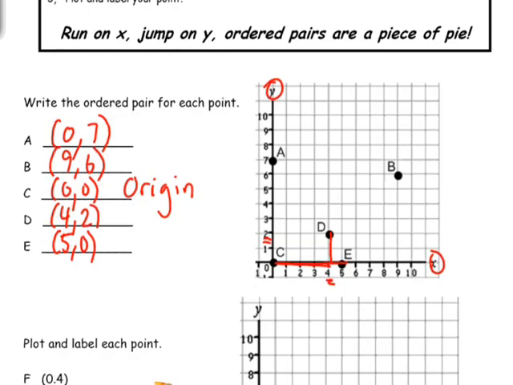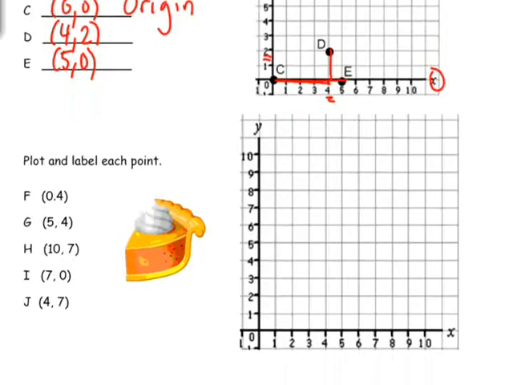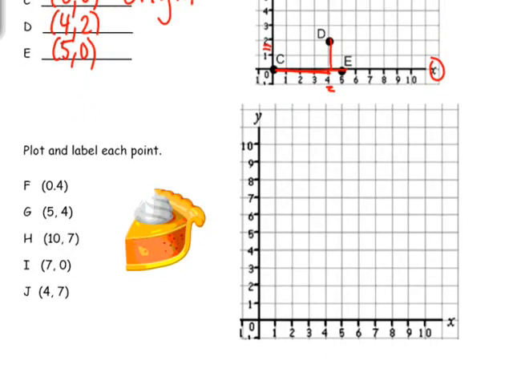Okay, let's do something just a little bit different here. Now we're going to plot some points, and then we'll label them. So the first one we're going to do is 0, 4. So I'm going to start on the x-axis, and I'm going to run 0, and then I'm going to jump 4, and I'll make a point there, and we'll label that, that's 0, 4, and that's point F.